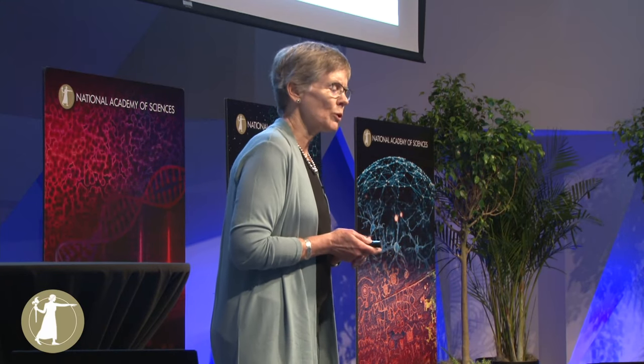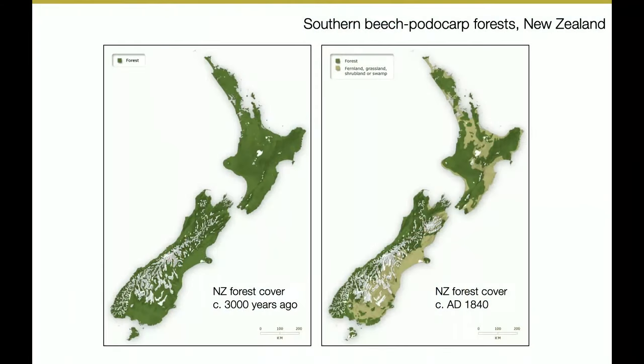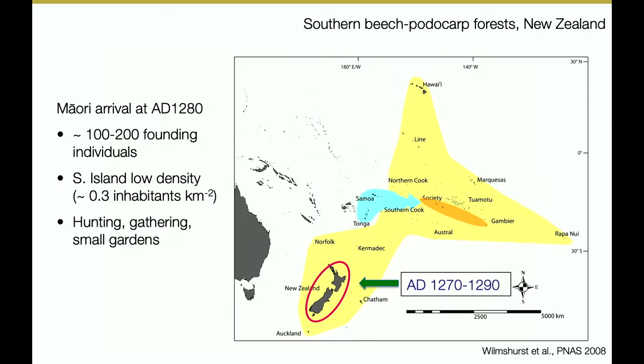New Zealand's a place where we've worked quite a bit, and New Zealand's quite interesting. 3,000 years ago, we know from pollen records that both islands were completely forested, except for the highest elevations, which were covered by glaciers. And then when the Europeans arrived, what they found were islands that were half covered by grass and shrubland. In other words, half of the forest was gone. Well, what happened? We think that the deforestation event happened with the arrival of the Polynesians, the Maori, who came in 1280 AD in small populations, and they were hunter-gatherers.